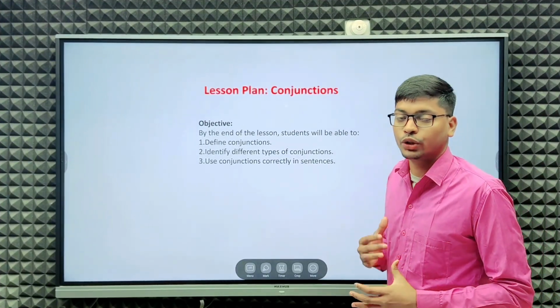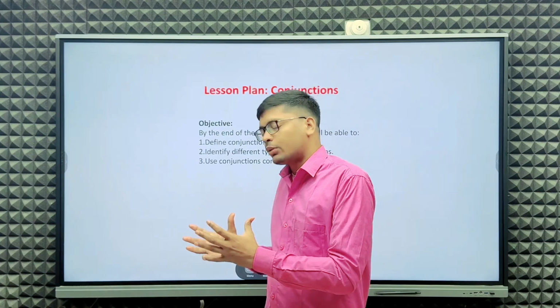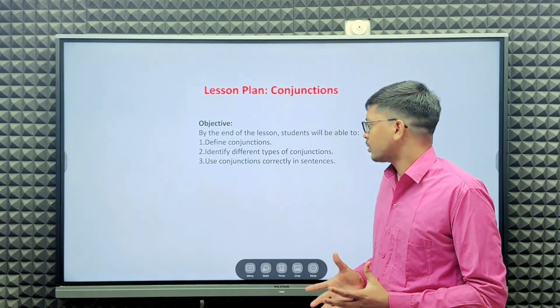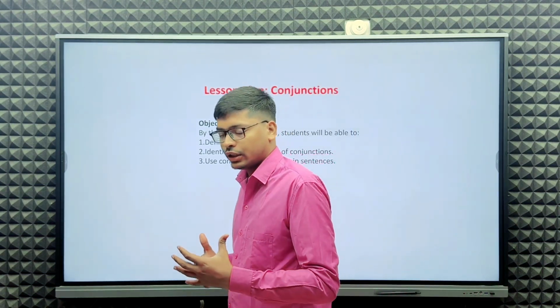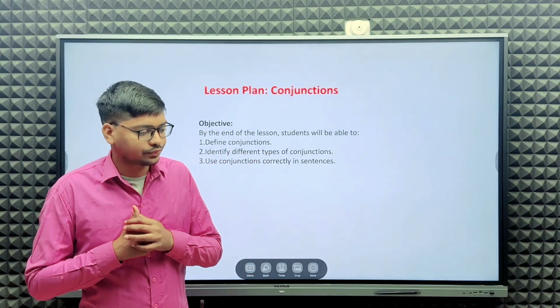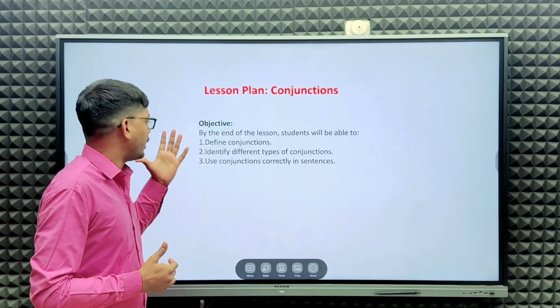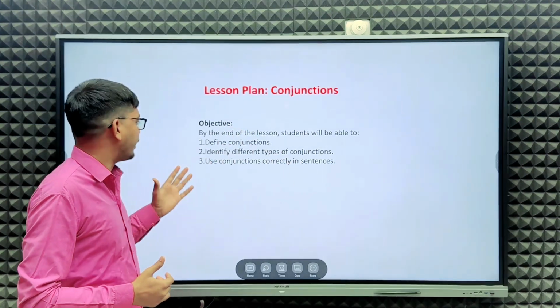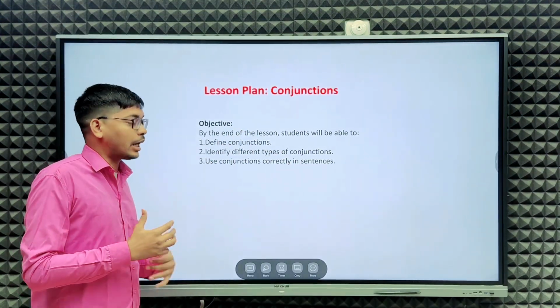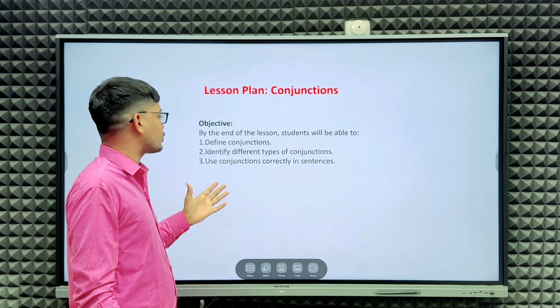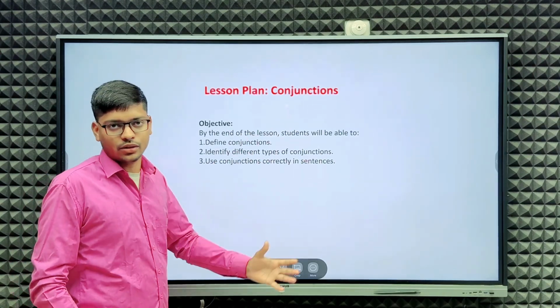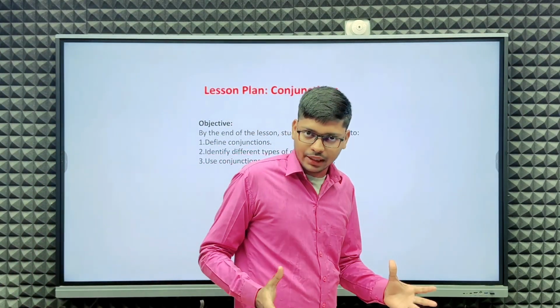So first of all, you need to understand the objective of this lesson. Objective means that at the end of this lesson you are able to understand the definition of conjunctions, identify different types of conjunctions, and use conjunctions correctly in sentences. Okay, so let's start our lesson.